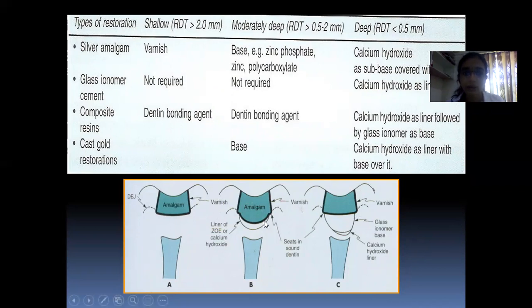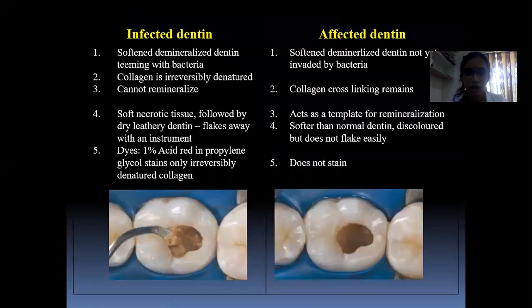is applied, which gives mechanical protection, followed by varnish in case of amalgam, or dentin bonding agent in case of composite. In case of a deep cavity preparation, where the remaining dentin thickness is only 0.5 mm, in such cases, a cavity liner is given in the deepest portion of the cavity, followed by a base, and then followed by varnish in case of amalgam, or dentin bonding agent in case of composite.